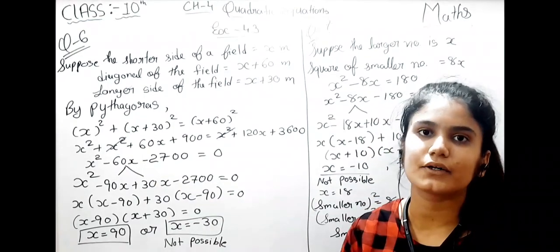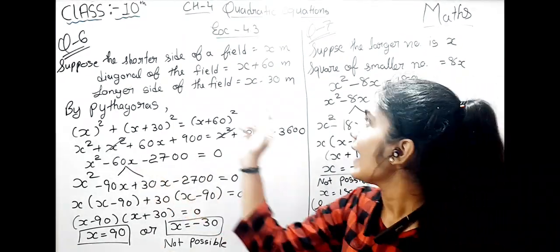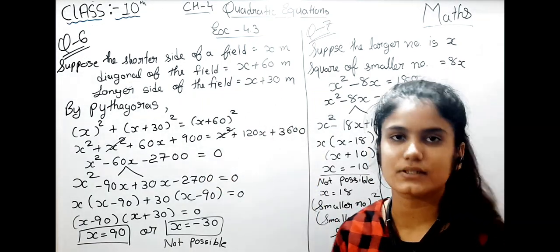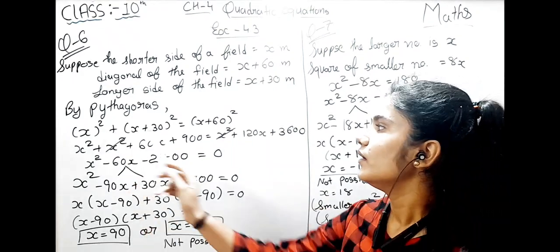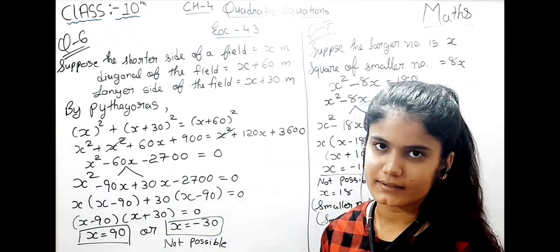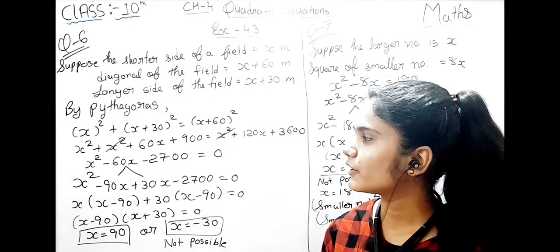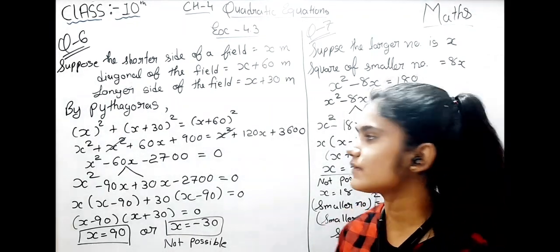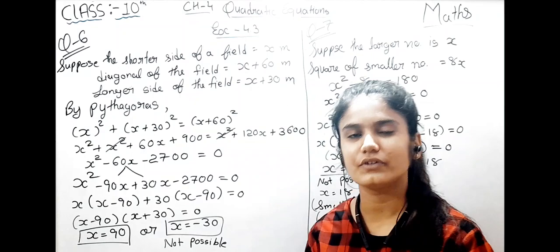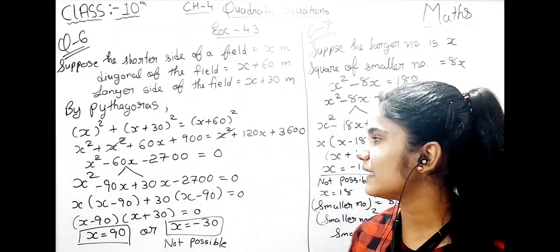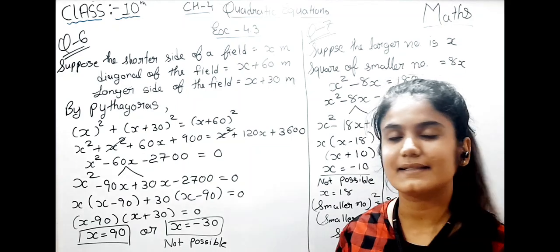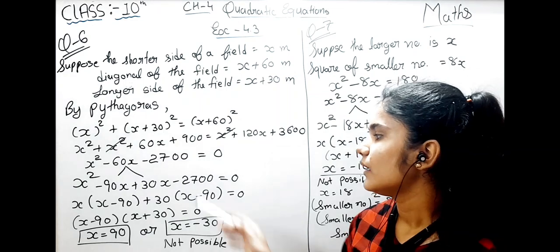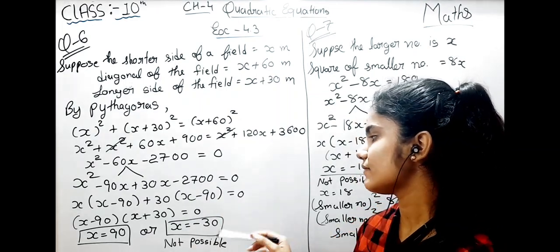So we can use the Pythagoras theorem here. So by Pythagoras, x square plus x plus 30 whole square is equal to x plus 60 whole square. By equating it and bringing it into a quadratic equation form, it is x square minus 60x minus 2700 is equal to 0. By factorization method, we will find the roots of x. For that, we will split the middle term minus 60x by minus 90x plus 30x. By taking out common, pairing them, we get x is equal to 90 or x is equal to minus 30.